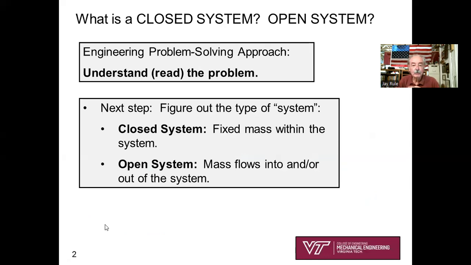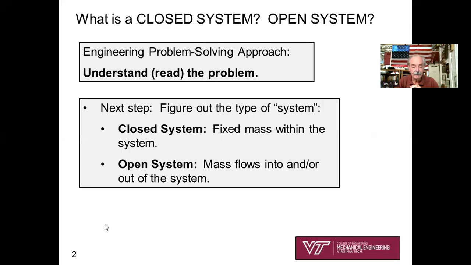First thing you're going to do is read your homework problem or quiz problem or test problem, understand the words there. And the next thing you need to do before jumping into crunching numbers is figure out what type of system do I have. So here's the two types of systems we're going to have. It's one or the other of these in this class.